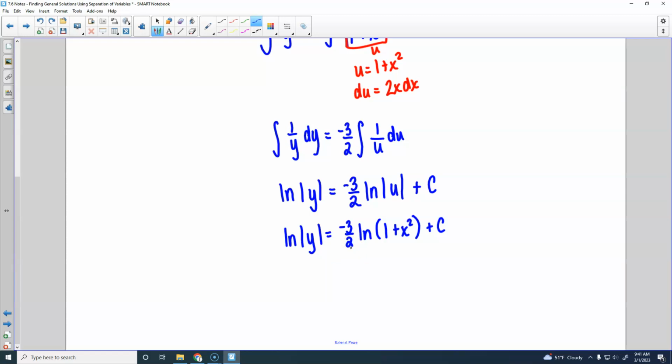Okay? So when we have a natural log, we can take this and bring it in as an exponent. So I'm going to do that first because it's going to make it a lot cleaner whenever I solve this for y. So I'm going to have natural log of the absolute value of y equals natural log of 1 plus x squared to the -3/2 plus c.